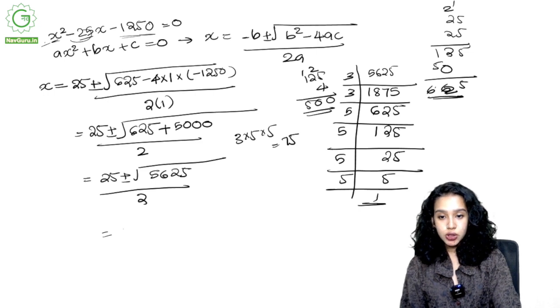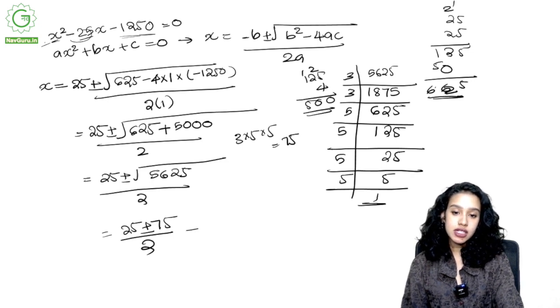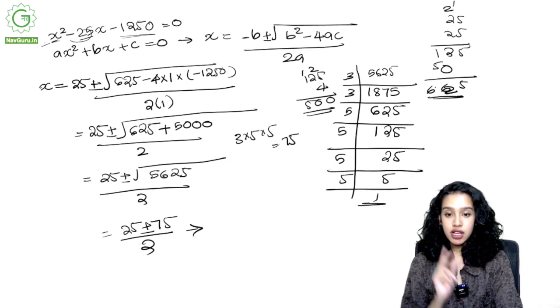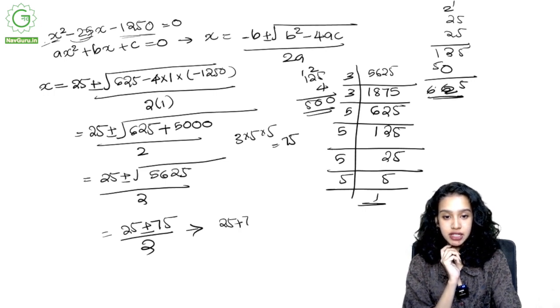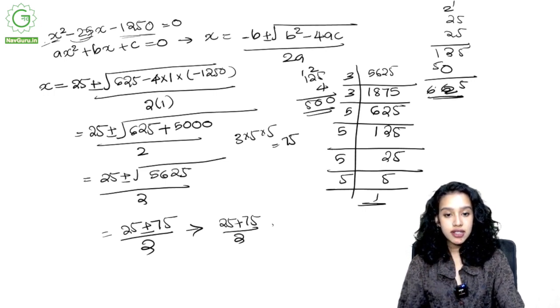So we get 25 plus or minus 75 by 2. So how are we getting the two answers? We get two answers: first by doing 25 plus 75 by 2, or otherwise the answer is 25 minus 75 by 2.